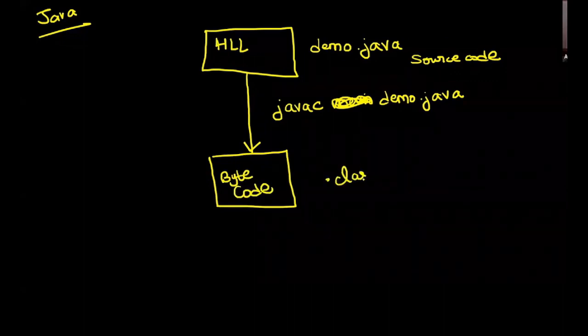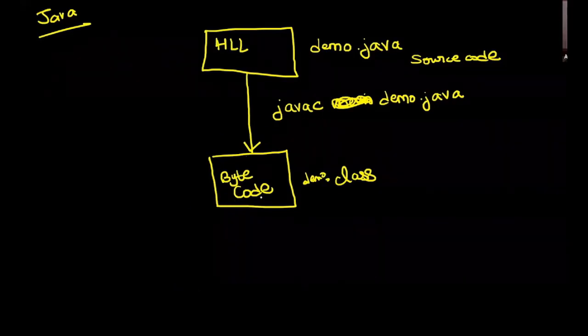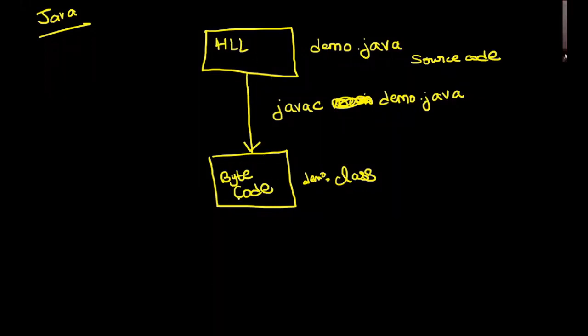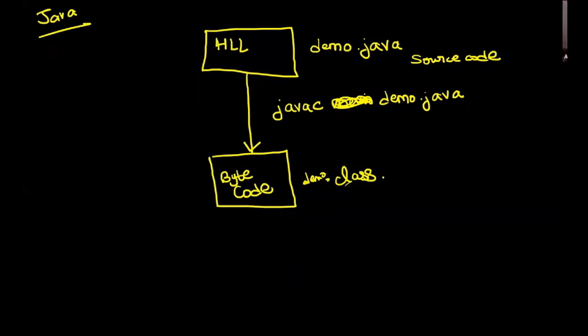You will have .class files. Let's say demo.class, a.class, b.class. Your bytecode is an intermediate form of code between HLL and binary. It is below HLL, but it is not binary code. So the compiler acts and converts the high-level language into bytecode, and you will see many .class files being created: demo.class, a.class, b.class, all these things will happen.